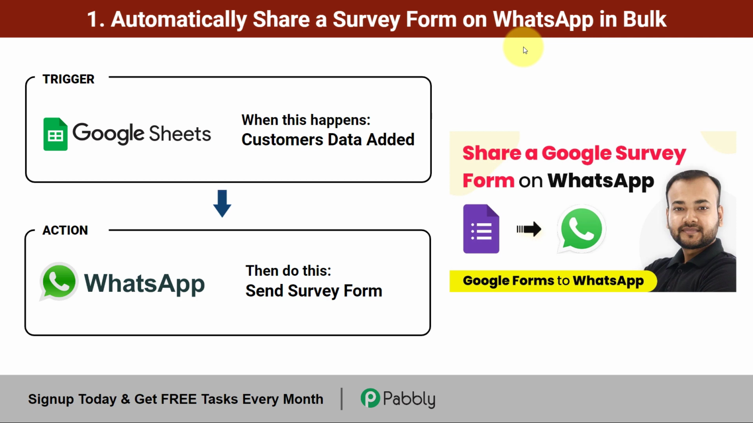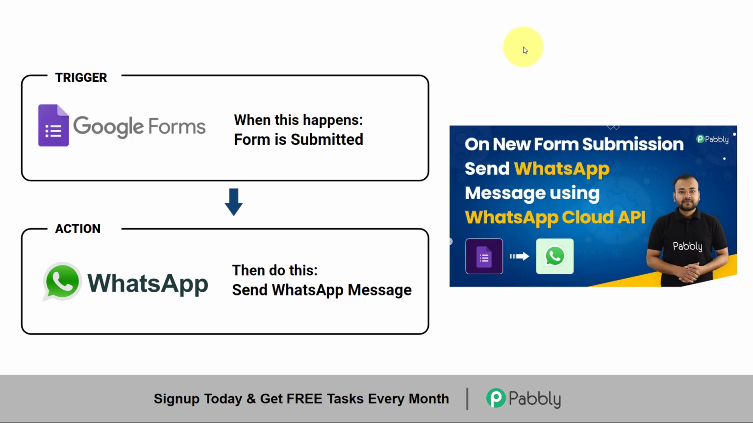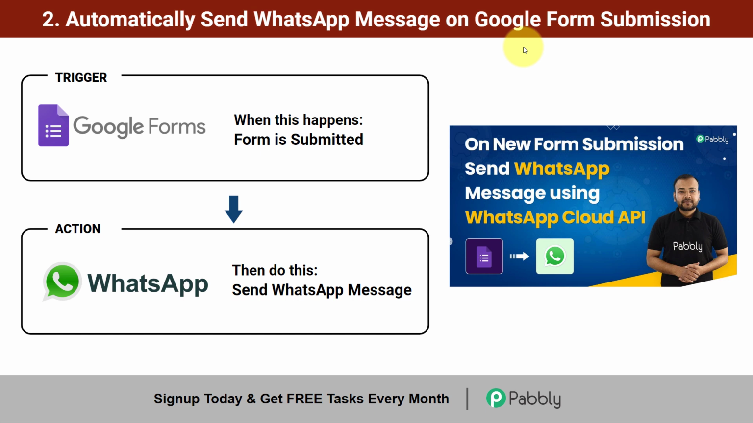Okay, now after sharing your survey form with all the people, of course you now want to send a WhatsApp message to each person who submits your survey form, who submits your Google Form. Here we have another automation on the same topic, showing how you can automatically send a WhatsApp message on Google Forms submission. Yes, it is possible. As soon as the person submits the form, you can automatically send a WhatsApp message. Again, I have created a separate tutorial on how Google Forms and WhatsApp can be integrated, and how, whenever the form is submitted, one can send a WhatsApp message.